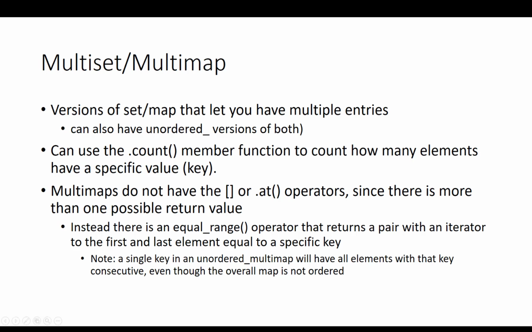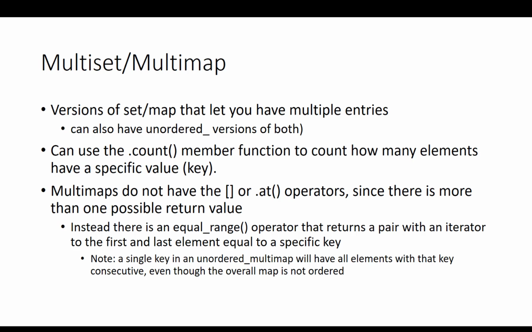The last thing related to that is there's also a multi-set or a multi-map, and these are versions of the set or map that let you have multiple entries. So if you're going to have multiple things that have the same key, or you're going to have a set where the same element can be repeated multiple times, you can use the multi-map or the multi-set. And again, there's unordered multi-set and unordered multi-map, just like before. If you want to count how many elements have a particular key, you can use the .count command.